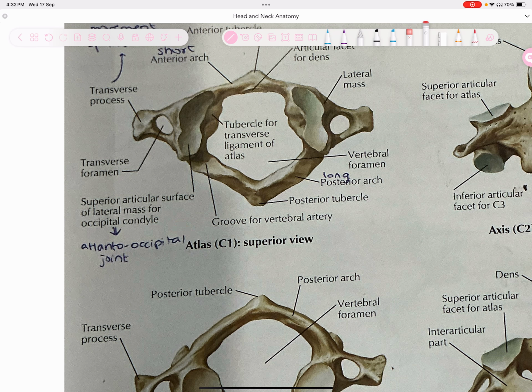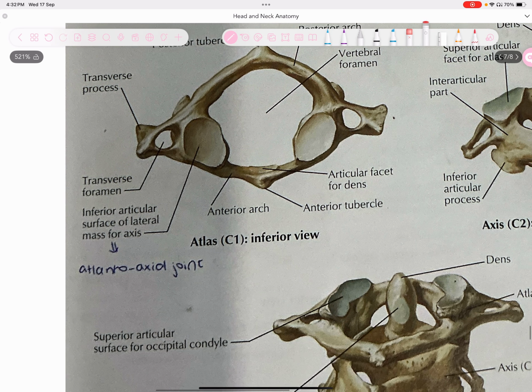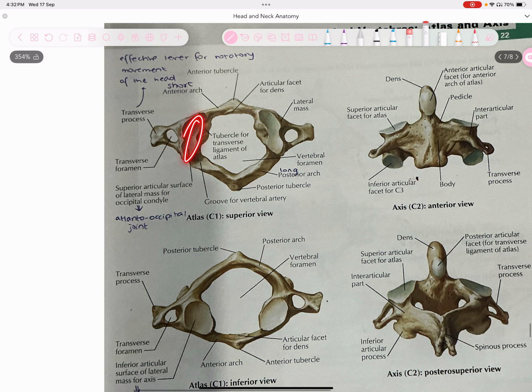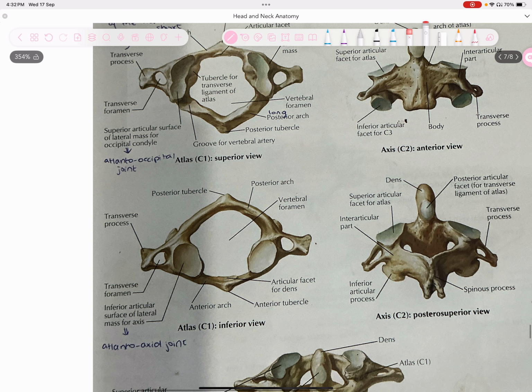Atlanto-occipital joint is formed. Hence, the lower surface is marked by inferior articular facet. This facet is nearly circular, more or less flat, and is directed downwards and medially and backwards. It articulates with the corresponding facet on the axis vertebra to form atlanto-axial joint. So very important. Superior articular facet forms atlanto-occipital joint, and inferior articular facet forms atlanto-axial joint.